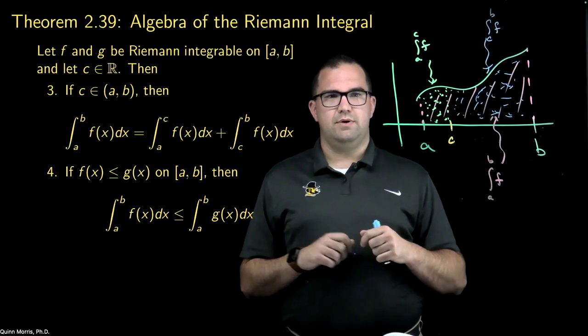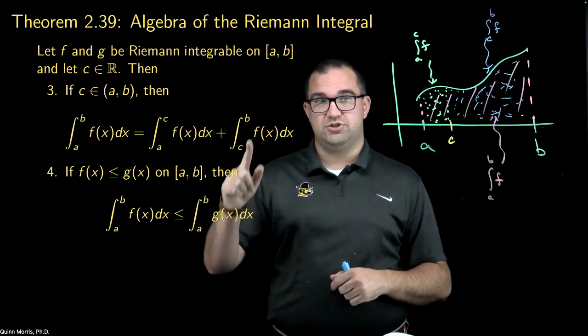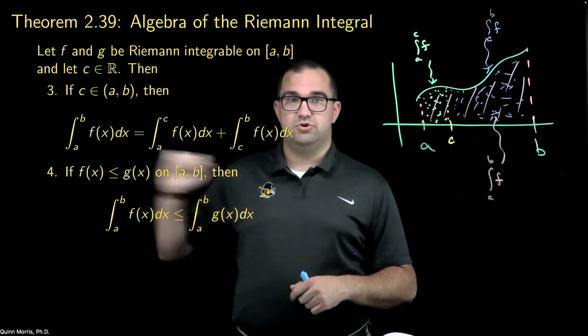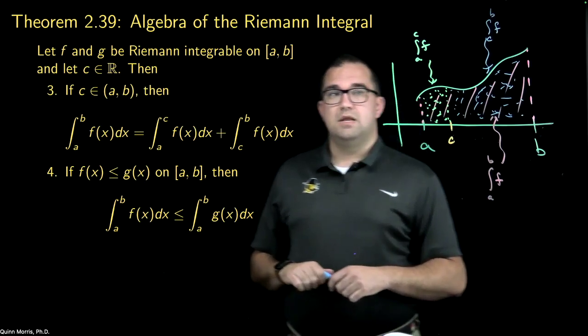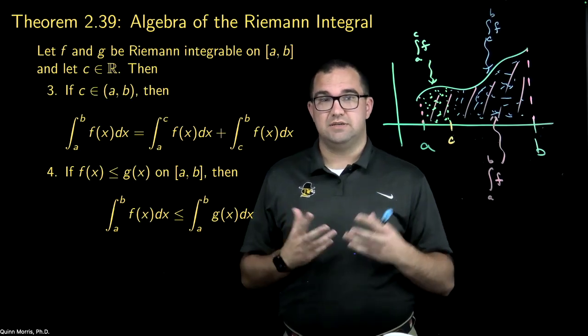So this is actually saying both that it's integrable on each of these intervals, and the sum of these two gives you the value of the full integral from a to b.